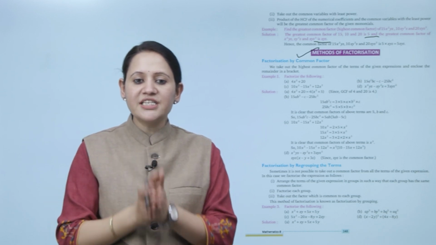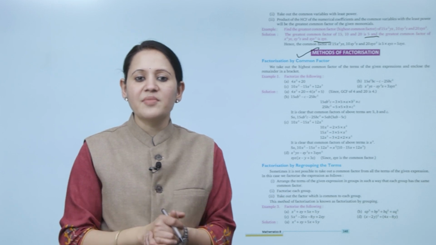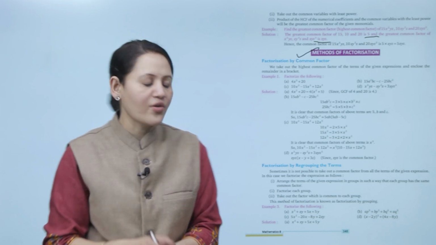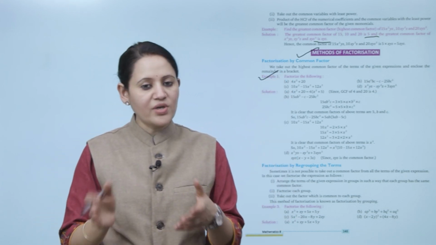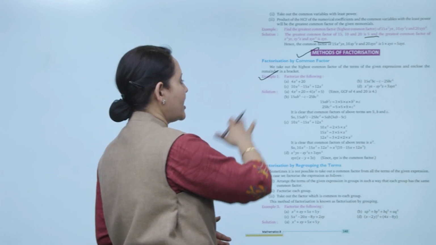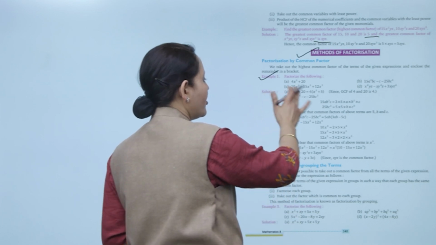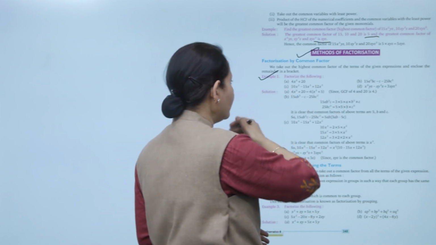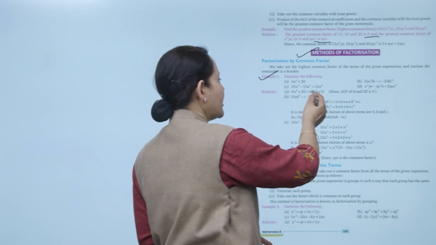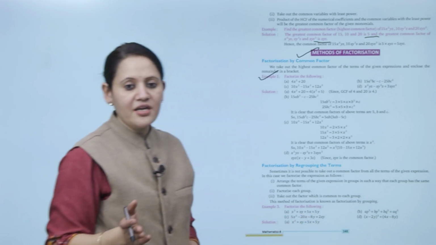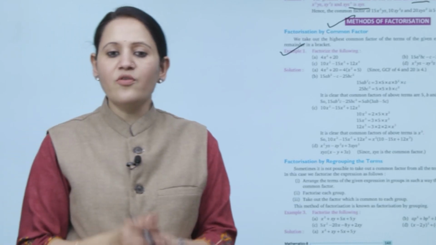Next is method of factorization. Factorization by common factor: we take out the highest common factor of the terms of the given expression and enclose the remainder in the bracket. We'll take an example. Factorize the following. First is 4x square plus 20. So we have to factorize 4x square plus 20, which equals: what is common in 4 and 20? 4 is common, so we take it out, what is left is x square, and 20 divided by 4 equals 5. So 4 into x square plus 5. Clear? Why? Because the HCF of 4 and 20 is 4. This is how we find the HCF.